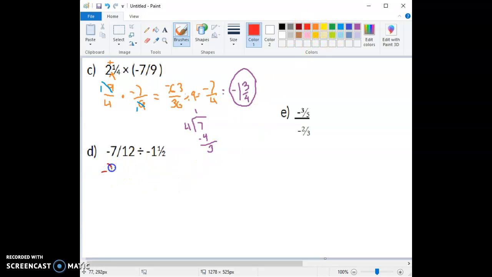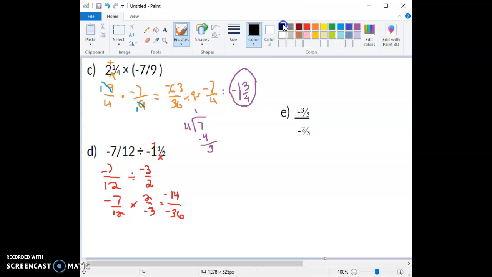So I'm going to write this negative 7/12. Okay? Divided by 2 times 1 is 2, plus 1 is 3, 3/2. Okay, I'm going to keep the negative on the top. Then I have to keep change flip because it's division. So negative 7 times 2 is 14. 7 is negative, this is positive, so it will be negative. 12 times 3 is 36. It was a positive and a negative, so it stays negative.